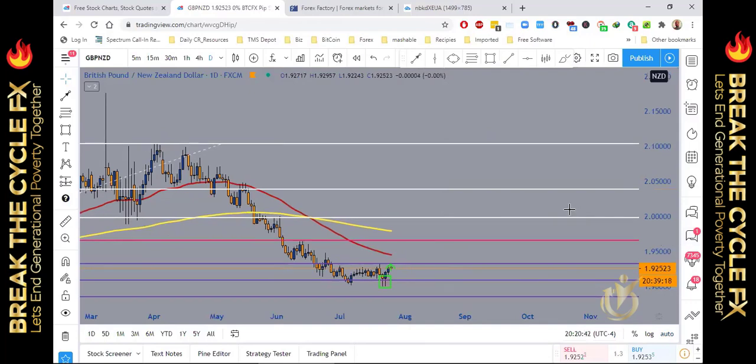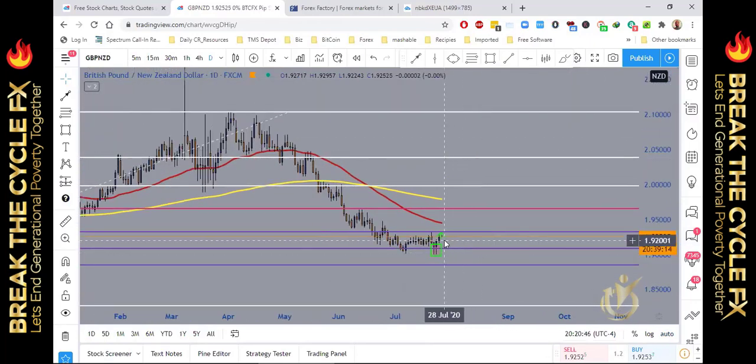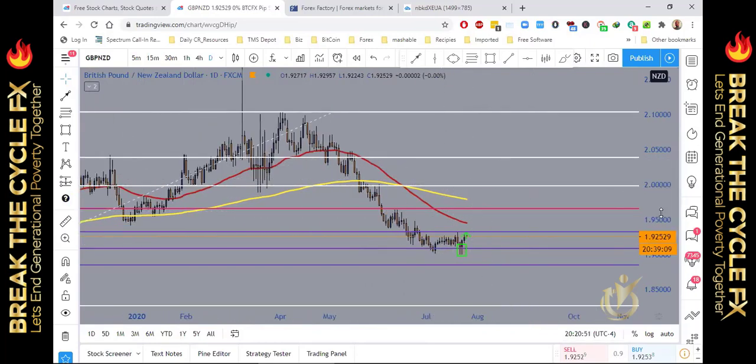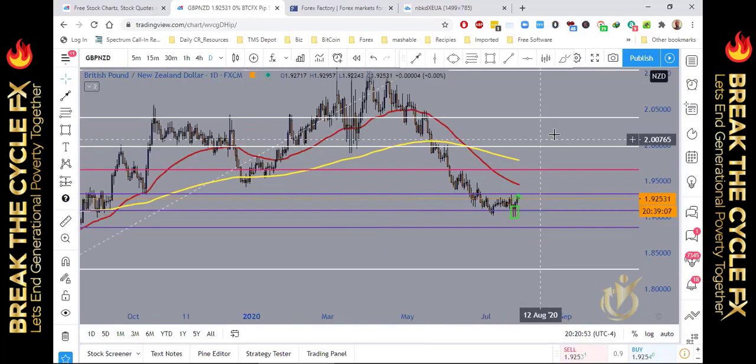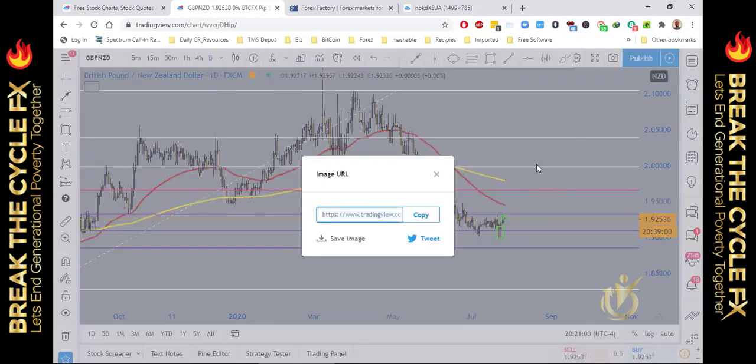Okay, so I'm going to give you both of these charts, the daily and the 4 hour, just so you can see the overall what we're looking at. So this is GBPNZD on the daily. Let's talk about it. I think it's looking nice.